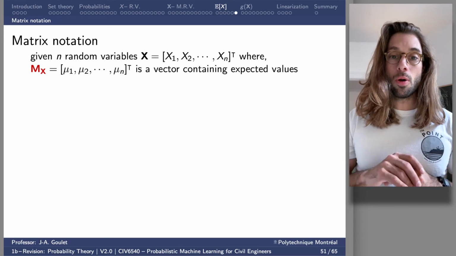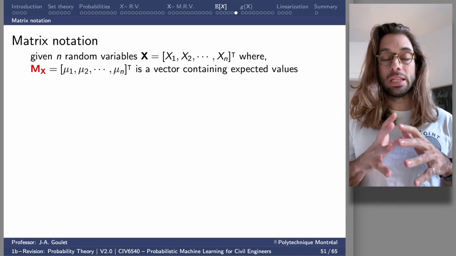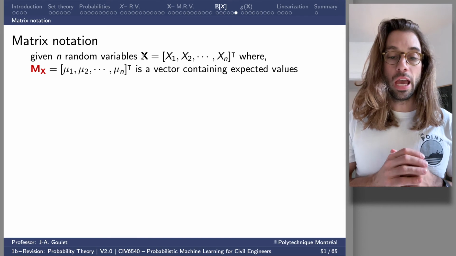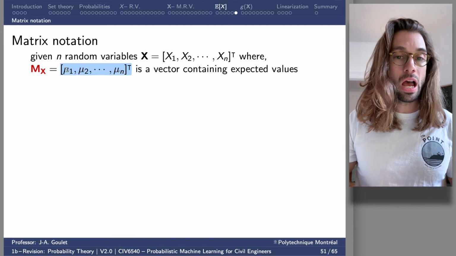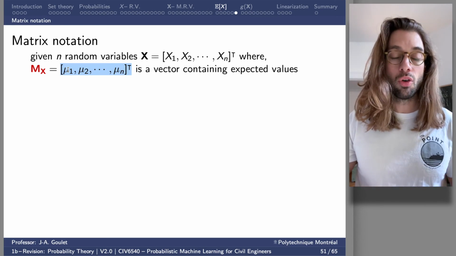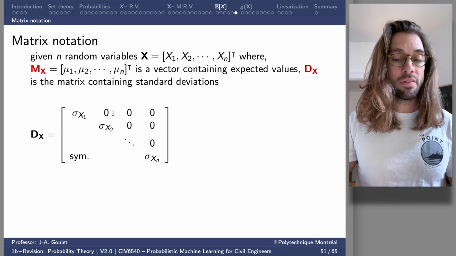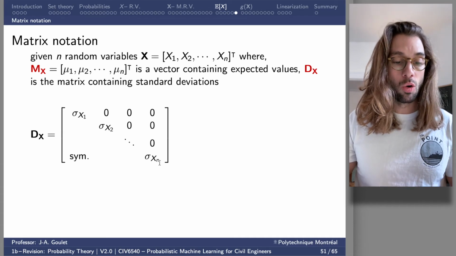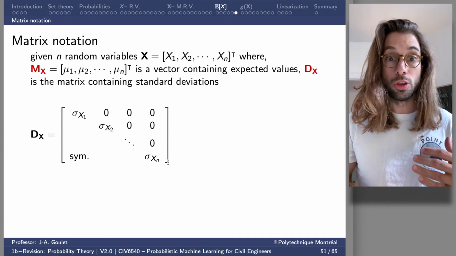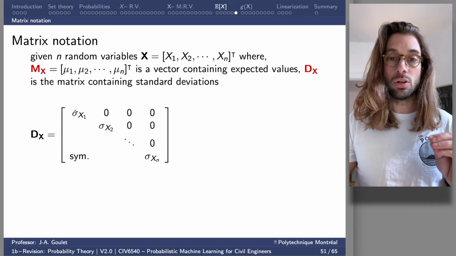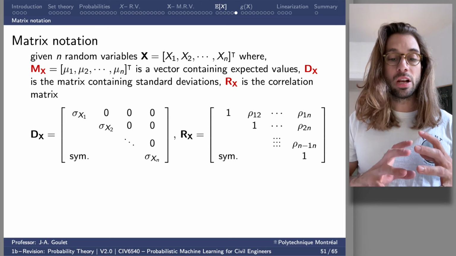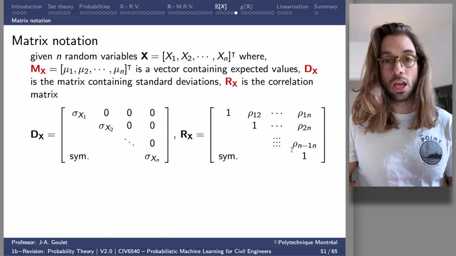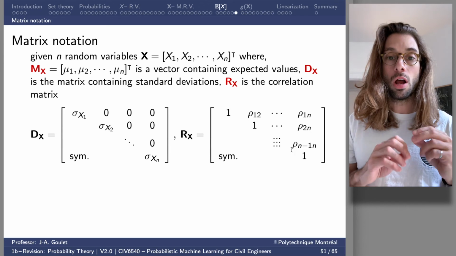Okay, so let's dig a little deeper into the matrix notation, notably associated with that correlation matrix. Given that we have a vector of n random variables, where we have a mean vector described by the respective expected value for each random variable, and I also have a matrix Dx, which is going to be my standard deviation matrix. That matrix is a diagonal matrix, with non-zero terms only on the main diagonal, which are the marginal standard deviations for each of my random variables. Then I have Rx, which is my correlation matrix. That matrix contains all the possible entries for my pairwise correlations for all my random variables.